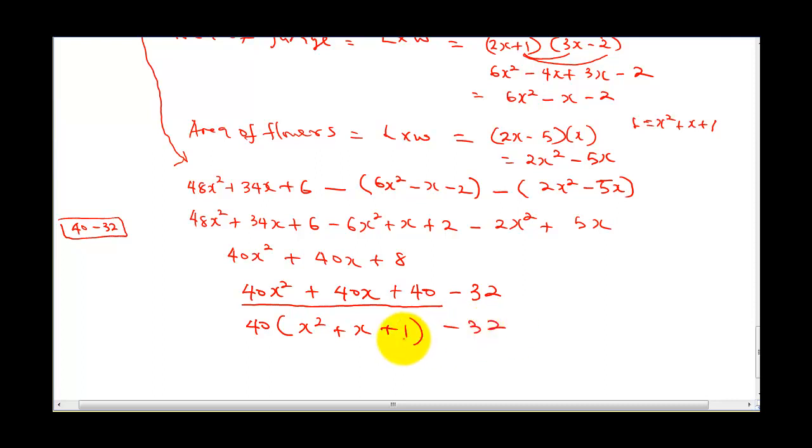Now recall, the question says we should find the area in terms of L. So the area is going to be 40. Now remember that your L is that. So this is 40L minus 32.